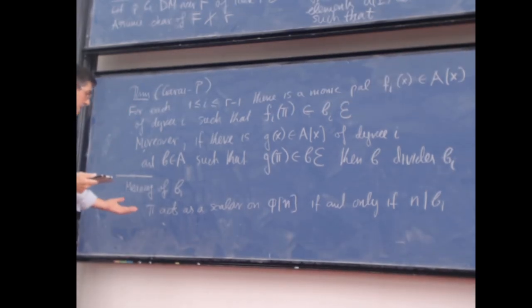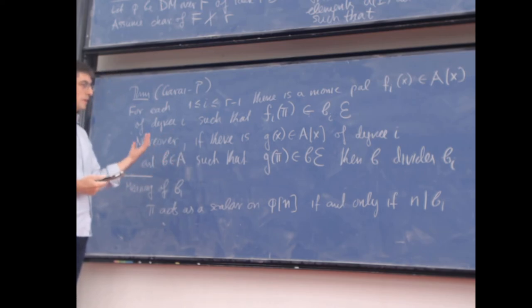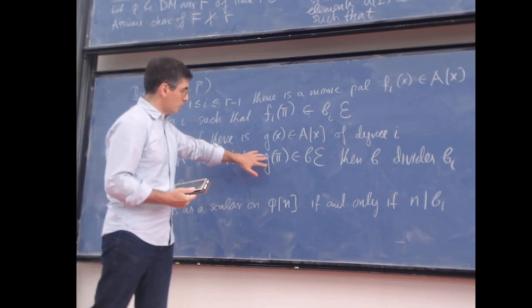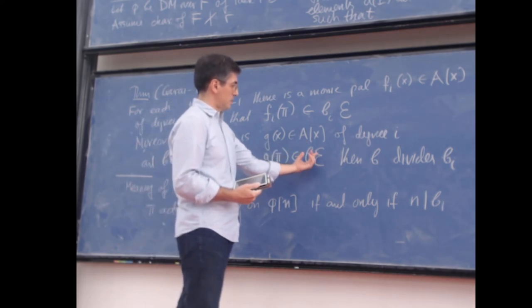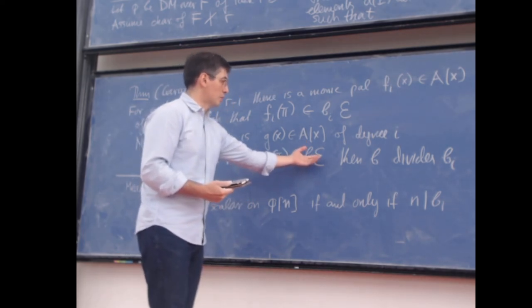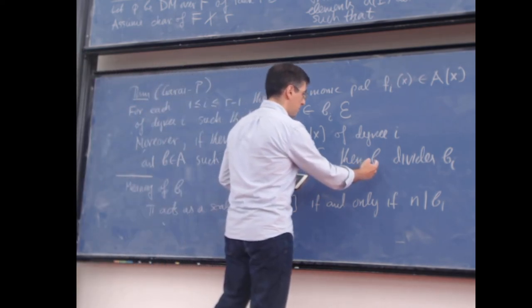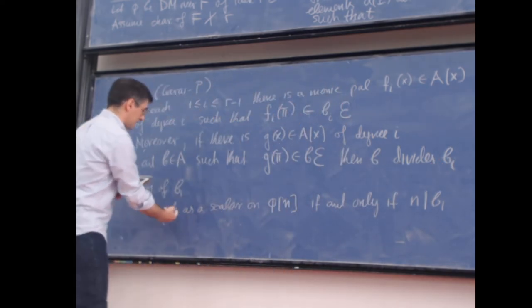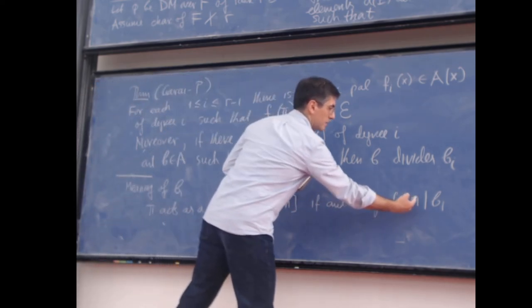So let me explain how this follows from this. Suppose pi acts as a scalar, right? Then it means that the minimal polynomial is of degree one. So there is a polynomial such that pi substituted into it is equal to some b times something in the endomorphism. So it acts as a scalar. But then you know that this b has to divide this b1. So this is exactly this statement, that pi acts as a scalar if and only if n divides b1.